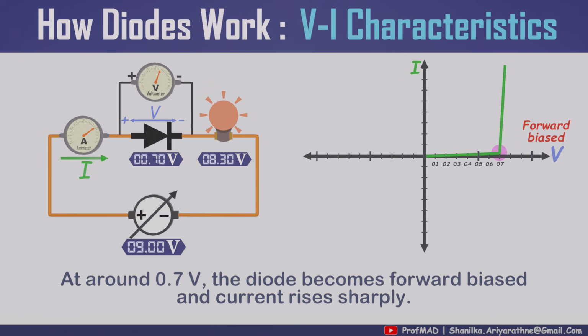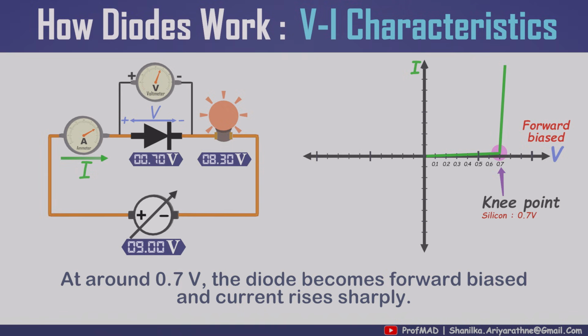At this point, we say the diode is forward biased. For a typical silicon diode, about 0.7 volts must be applied in the correct direction for significant current to flow. This voltage is called the knee voltage, or cut-in voltage. It's the minimum voltage where the diode really starts conducting, and the current shoots up quickly.